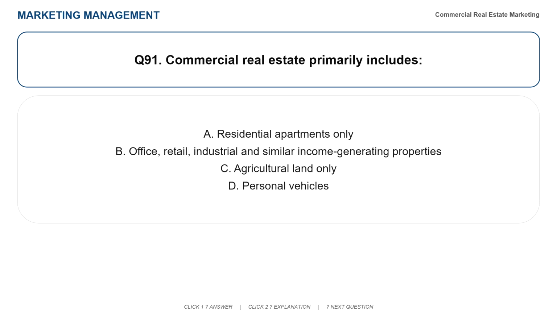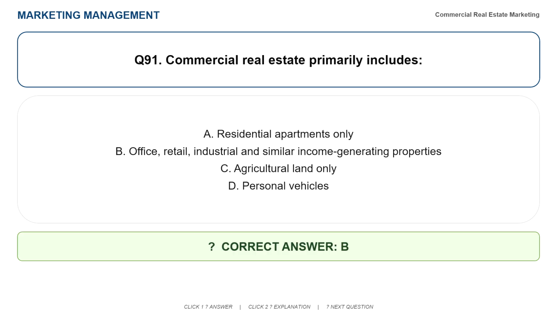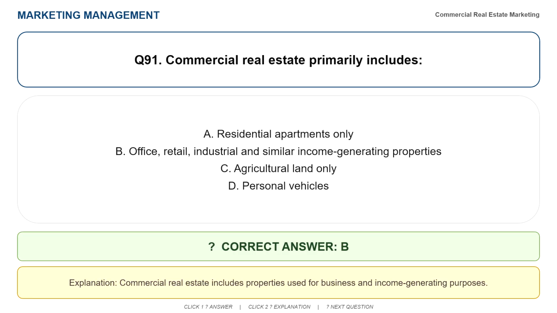Question 91. Commercial real estate primarily includes. Option A, residential apartments only. Option B, office, retail, industrial and similar income-generating properties. Option C, agricultural land only. Option D, personal vehicles. The correct answer is B. Explanation.